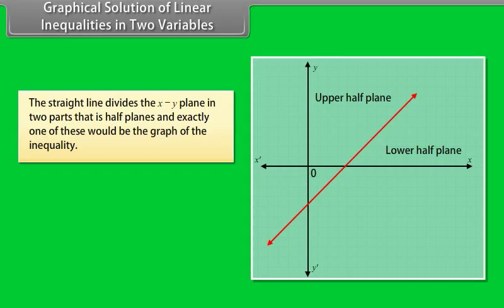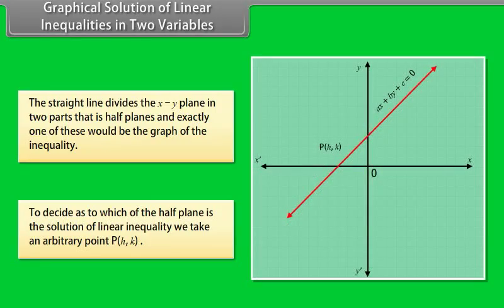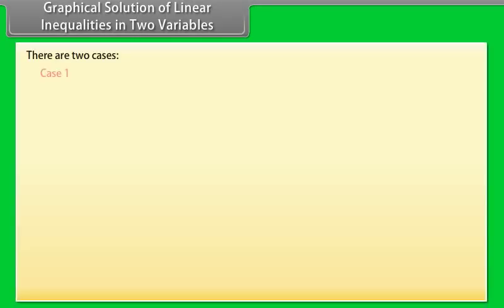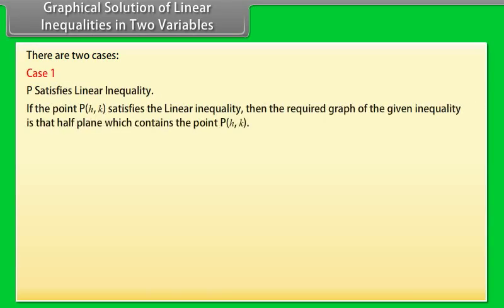The straight line divides the xy plane into 2 parts, that is, half planes, and exactly one of these would be the graph of the inequality. To decide which of the half planes is the solution of the linear inequality, we take an arbitrary point P(h, k). There are 2 cases. Case 1. P satisfies the linear inequality. If the point P(h, k) satisfies the linear inequality, then the required graph of the given inequality is that half plane which contains the point P(h, k).